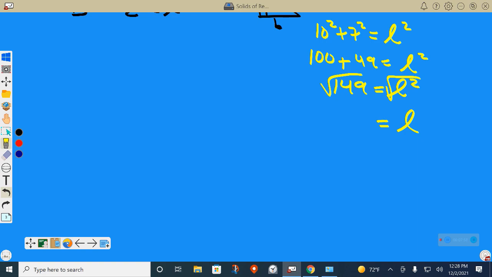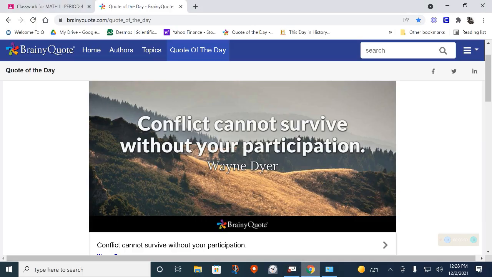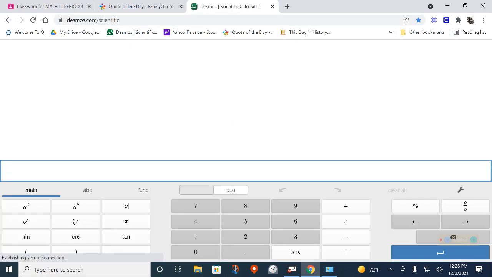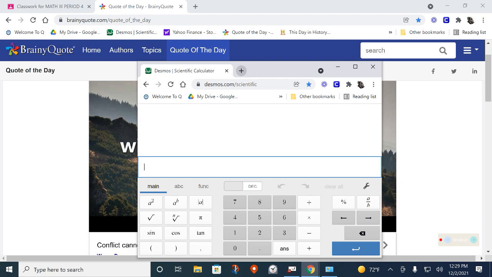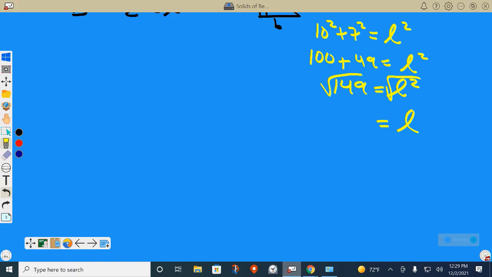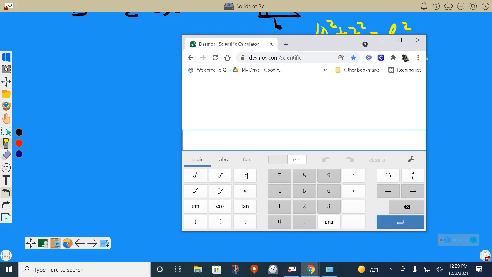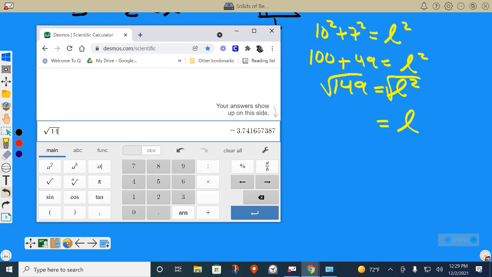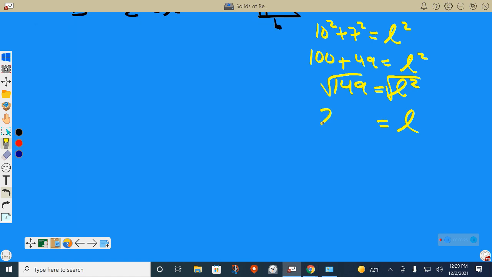So square root of 149, I have no clue what that is. I was a philosophy major. Therefore, I'm gonna use a calculator. Shoot, I don't know what that is. 149, square root. Rounding to the nearest tenth, so 12.2. About. Approximately, look at that.